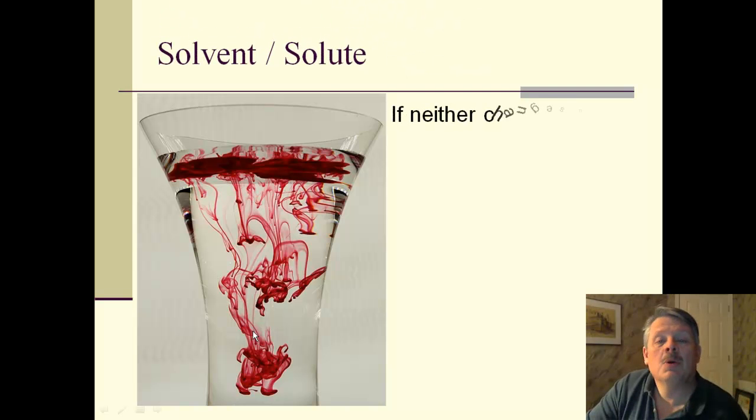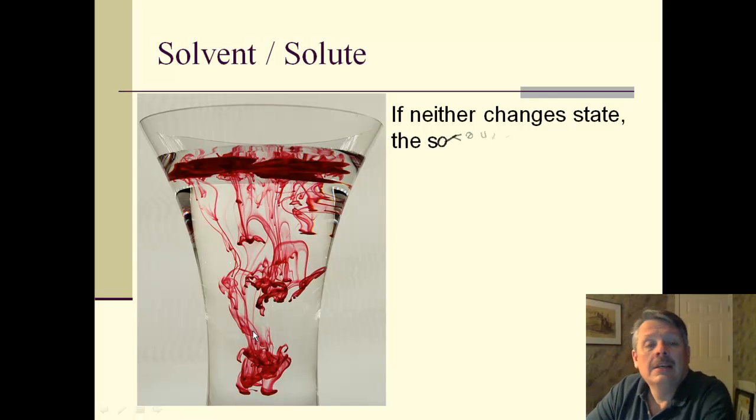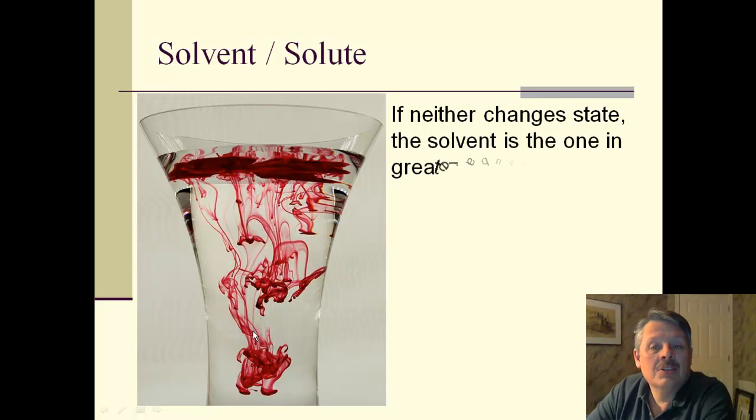So, for example, when we had our example with food coloring, the food coloring was a liquid to start. It's still a liquid when we're done. So if neither one changes state, the solvent is the one that's in greater abundance, meaning we have more water than we have food coloring. So the water is the solvent, and the food coloring is the solute.